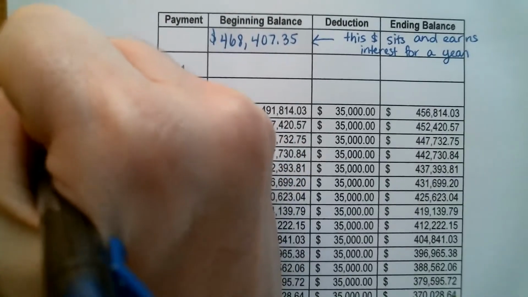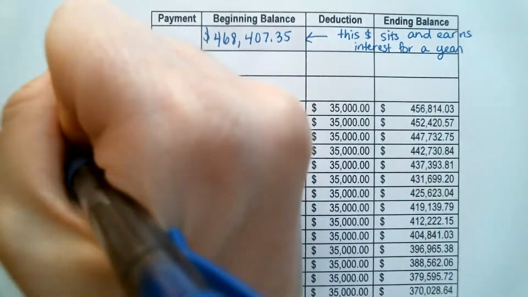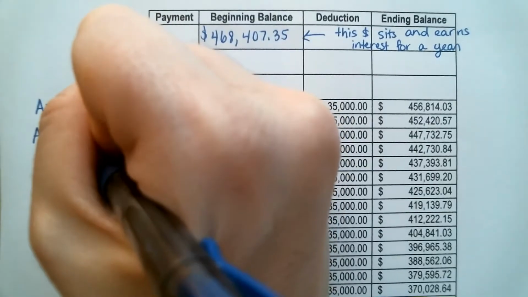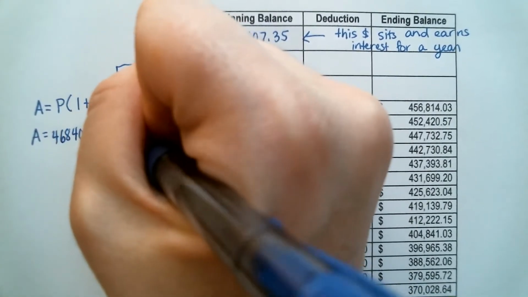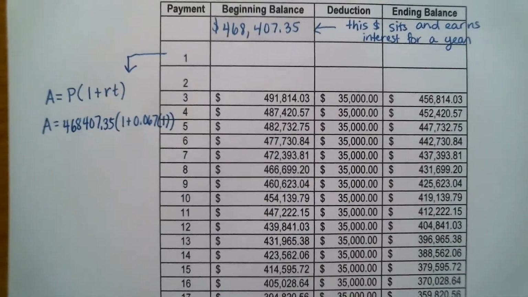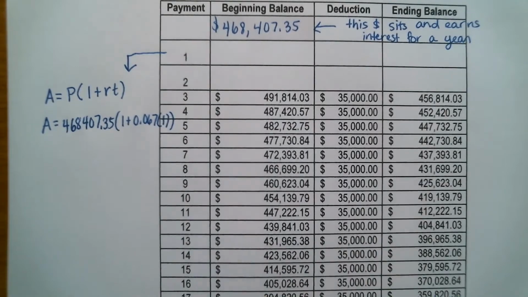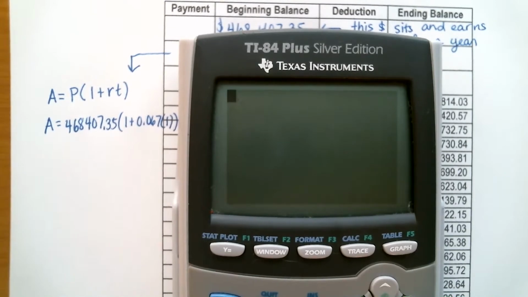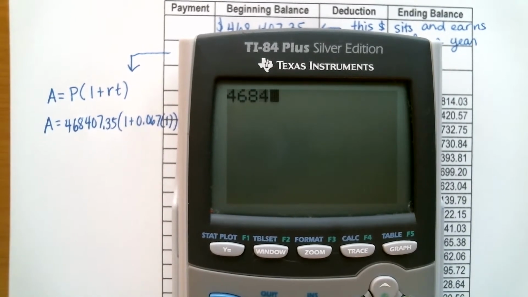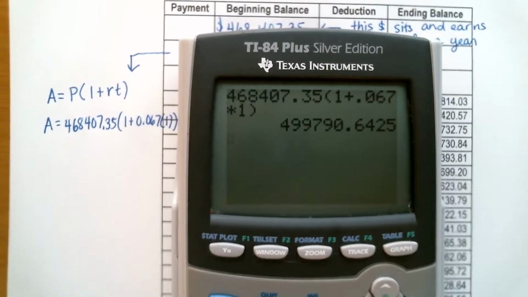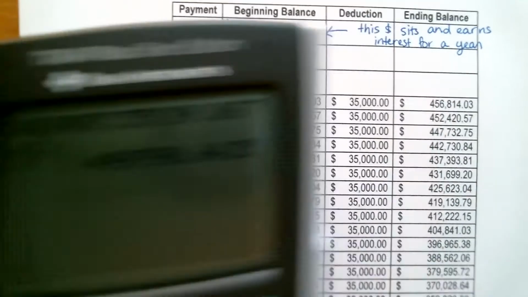After 1 year, I'm going to have what I started with, which is 468,407.35, times 1 plus the interest rate times the time. The time is 1 year, so I'm going to put in a 1 there. Now I'm just going to punch this into my calculator: 468,407.35 times (1 plus R times T). This is going to give us our ending balance after 1 year.